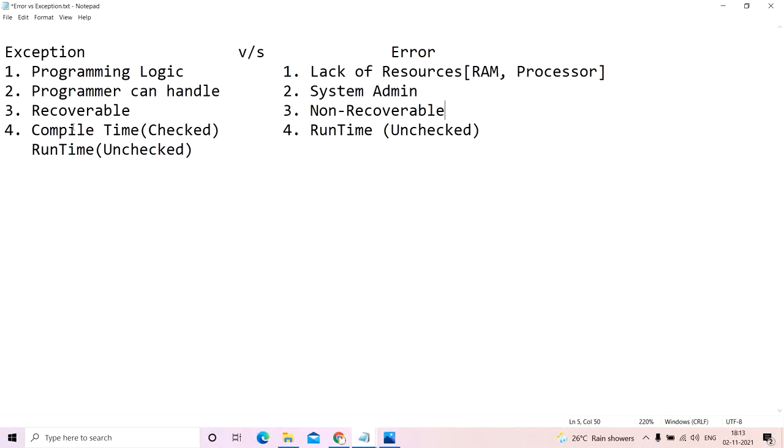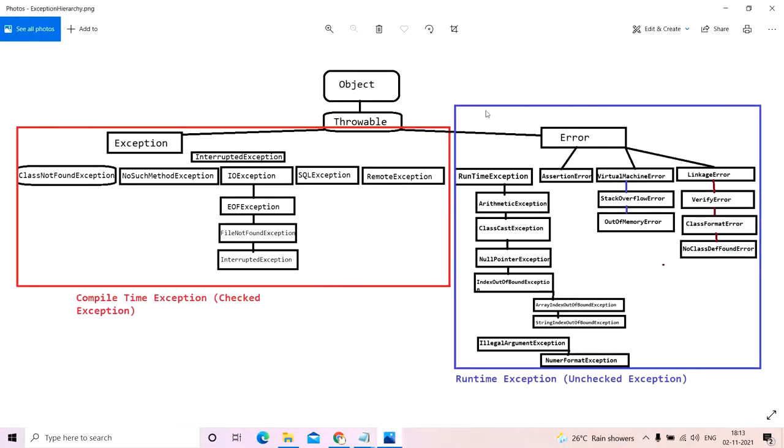Exceptions are predominantly of two types: compile time exceptions and runtime exceptions. But error falls into the runtime category. As the image also shows, even though runtime exception is part of the exception class, the category of error falls under the runtime bit.